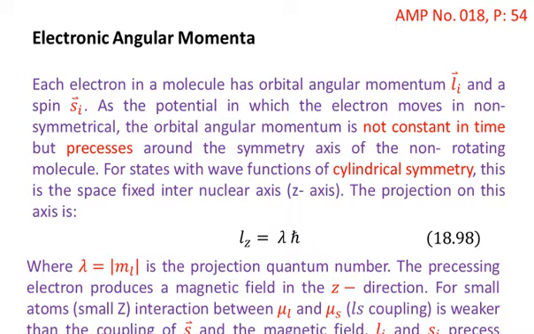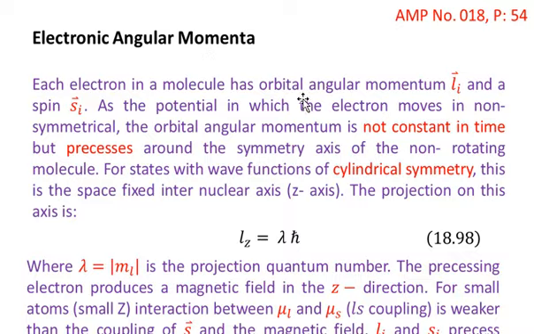The next topic I am going to discuss is electronic angular momenta. You know that an electron will have two angular momenta. One is the orbital angular momentum, and the other is the spin angular momentum. So both these angular momenta and their projection on the z-axis, which is the internuclear axis of the two nuclei, will also be discussed in the current section. So electronic angular momentum is the title.